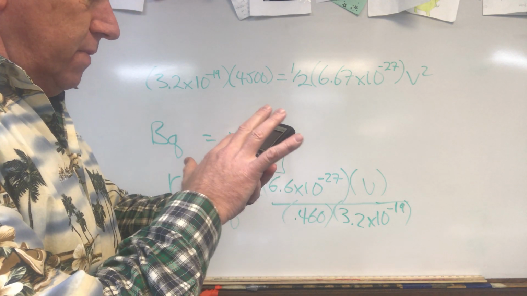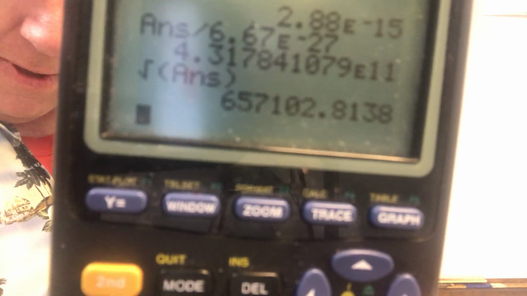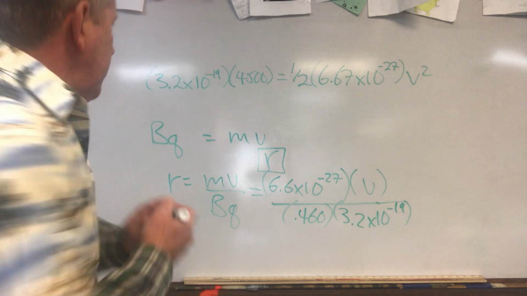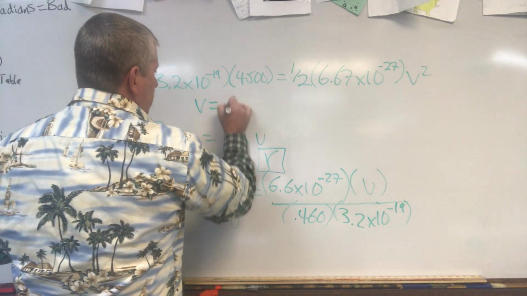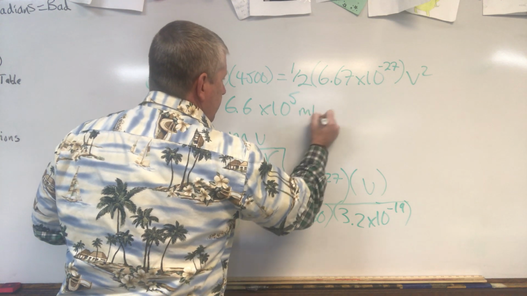I put 6.6 times 10 to the fifth. 1, 2, 3, 4, 5. Yeah, 6.6 times 10 to the fifth. All right, so that's my velocity. Velocity 6.6 times 10 to the fifth meters per second.